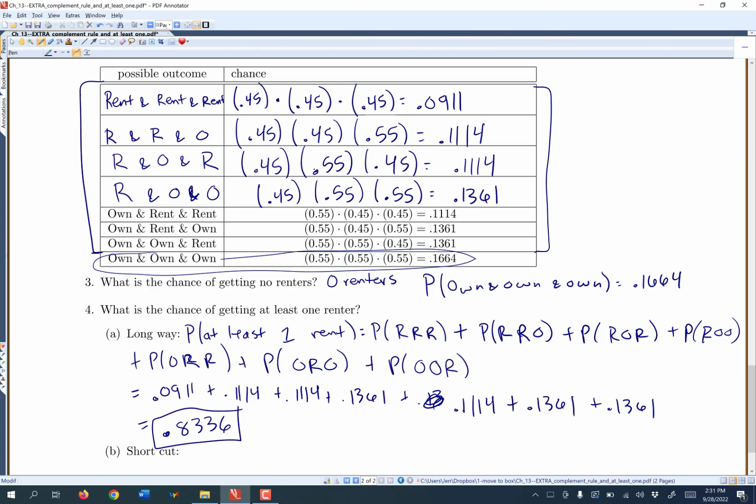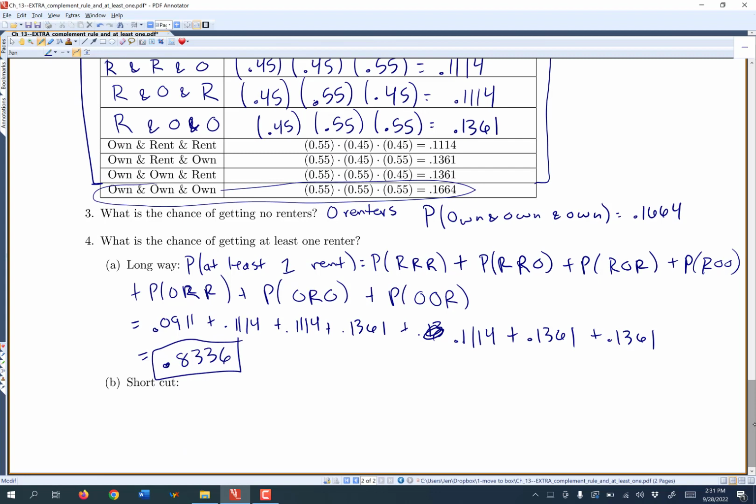So all the rent, own, rent, all the different possible outcomes, and you have to add up all of those probabilities. And even with just 3 people, this can take a long time. Okay? With more than that, you could be working on this for days. So we came up with a shortcut.